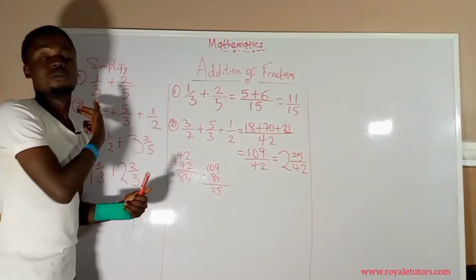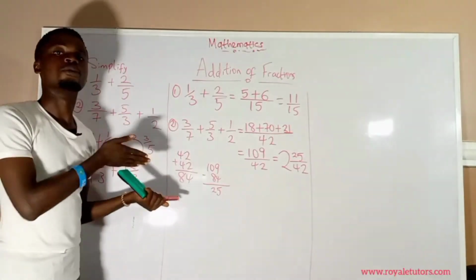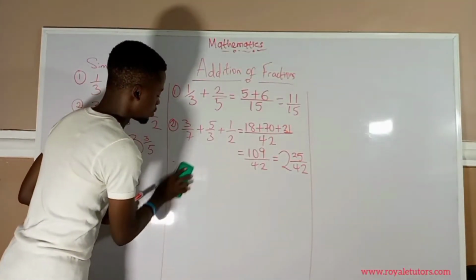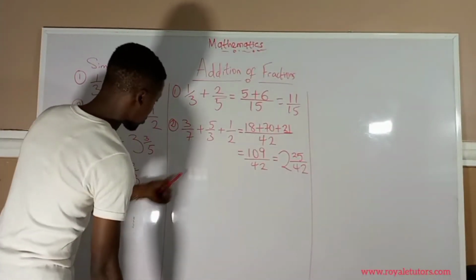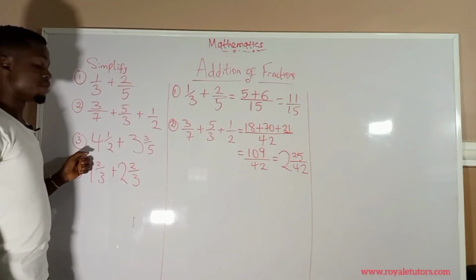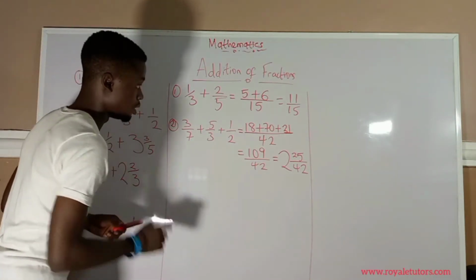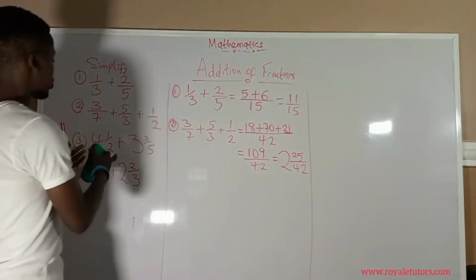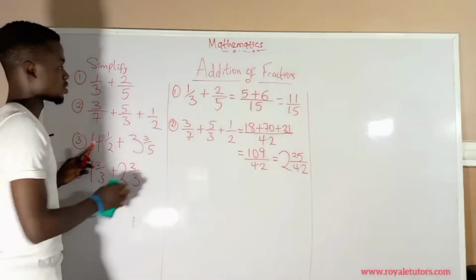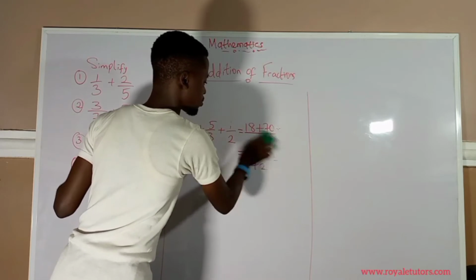If you don't understand, you can go back and watch our video that we did on fractions. We showed how you can change an improper fraction to a mixed fraction. So if you notice, we have been adding proper fractions. What if we had mixed fractions together? Let me just open a new page because I want to teach us two ways through which we can add mixed fractions together.